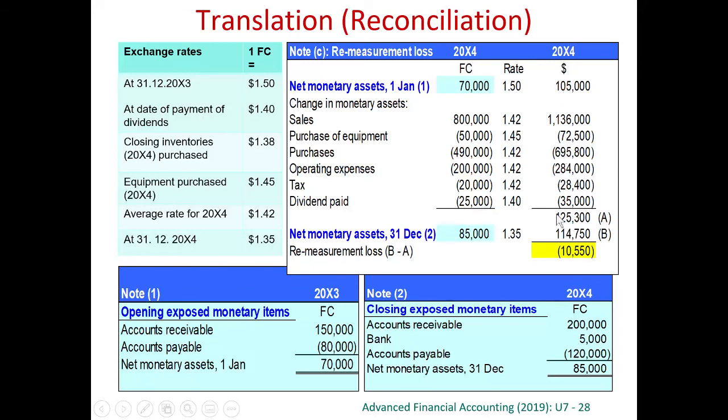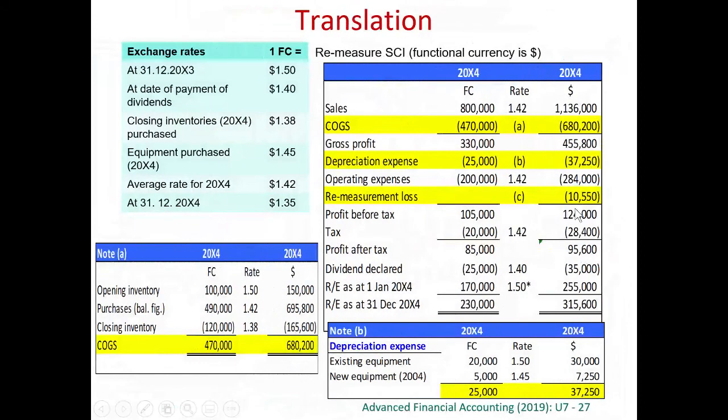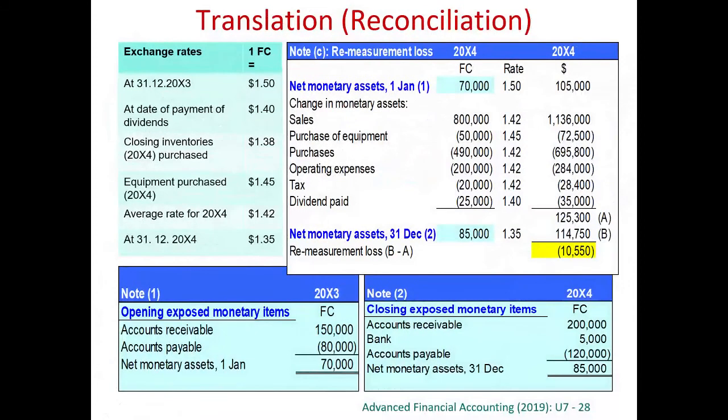So if nothing happened, your closing monetary assets should be 125,300. However, under temporal method, all monetary assets at the year end should be translated using the closing rate. So you are forced to use the closing rate 1.35. Therefore, the monetary assets have to be written down. Written down is something no good. Therefore, this is a debit to the exchange difference. This can reconcile with your balancing figure here. 10,550 debit to the exchange loss.